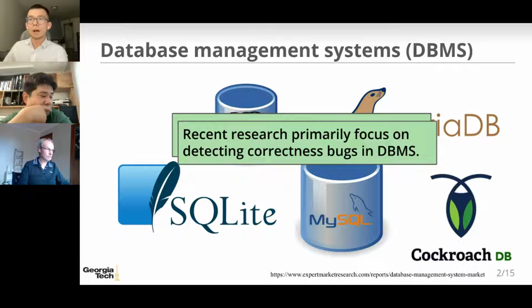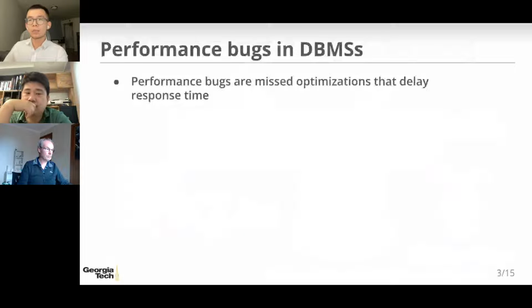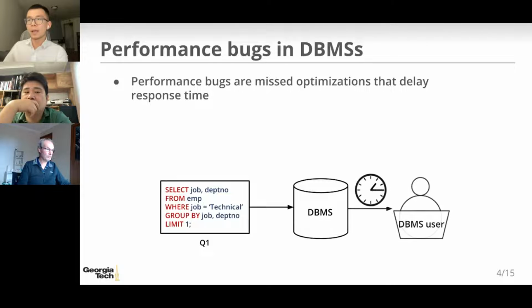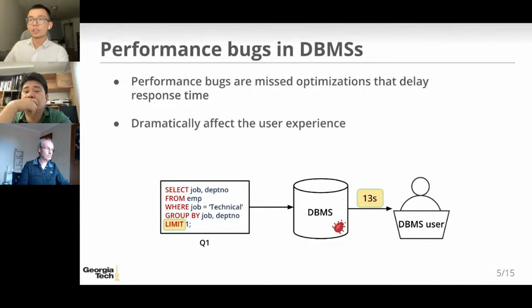Performance bugs are missed optimizations in DBMS that cause delayed response time. For example, take a query Q1 to the DBMS, and it takes 13 seconds to finish. Looking at Q1, you can see that the LIMIT 1 keyword only asks the DBMS to return the first defined tuple. So the query should be much faster. In fact, the delay is caused by a performance bug that makes the DBMS ignore the limit keyword. In general, performance bugs can cause significant delay in the DBMS response time and can dramatically affect the user experience.